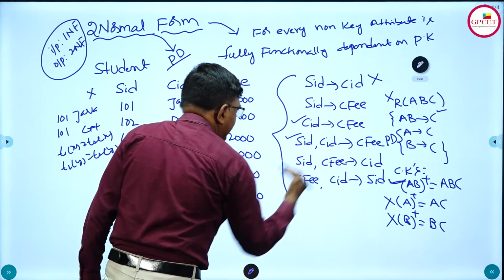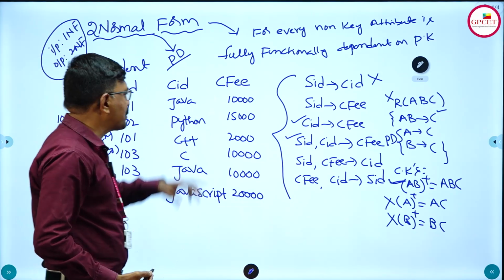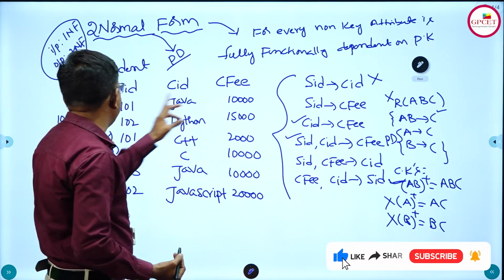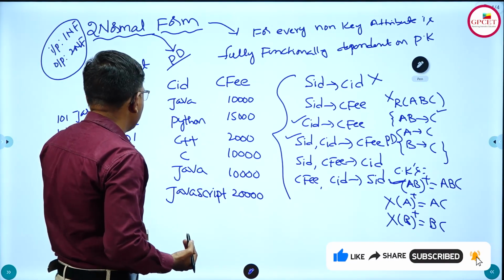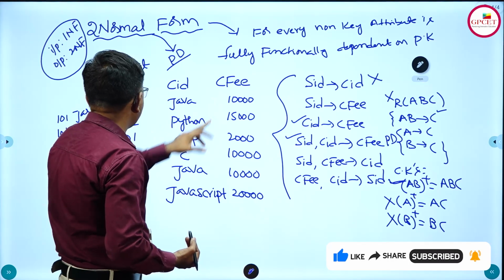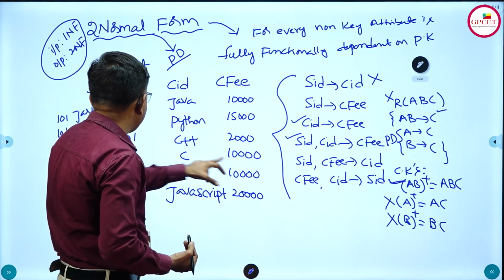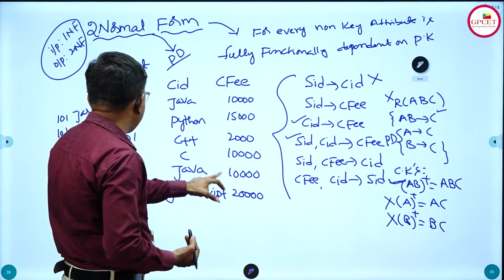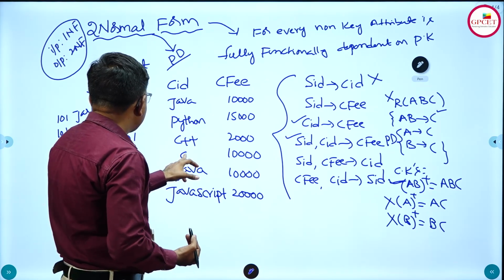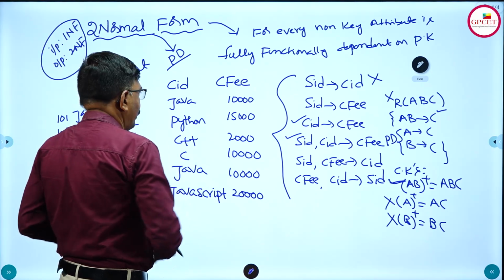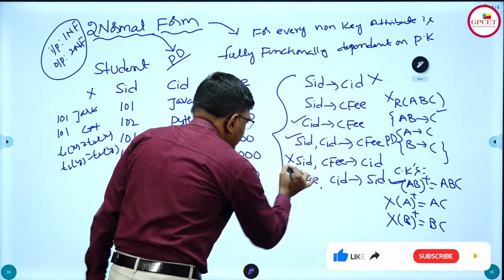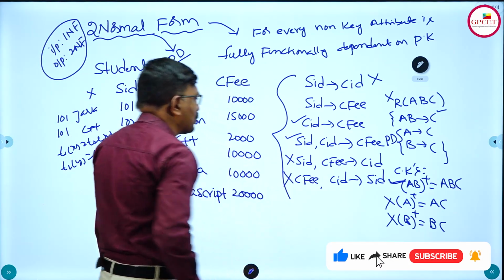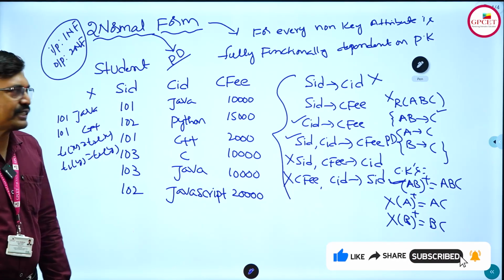Okay, and then SID course fee tends to CID. SID course fee, that is 10,000 Java. Is there any 101 10,000? No. And then 103 10,000, this tends to C and then Java. The left hand side is the same, whereas the right hand side is not the same. That's why functional dependency is not satisfied. Same like this also, functional dependency is not satisfied.